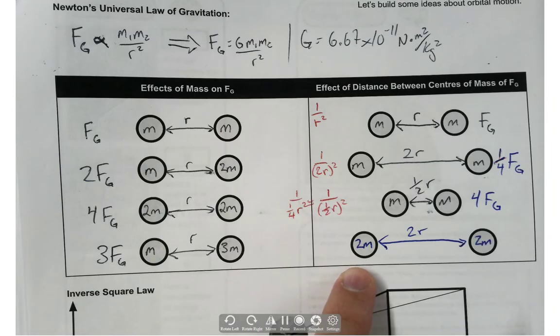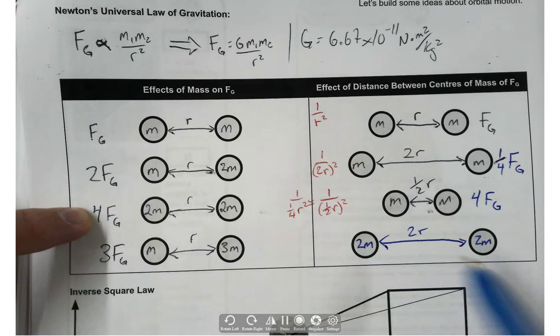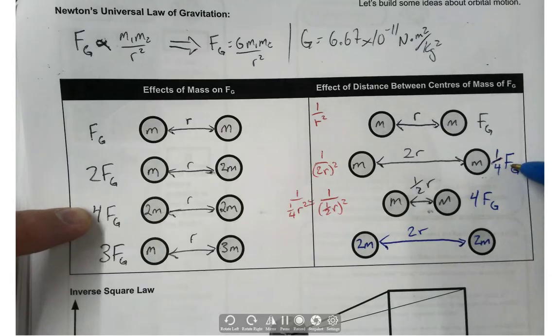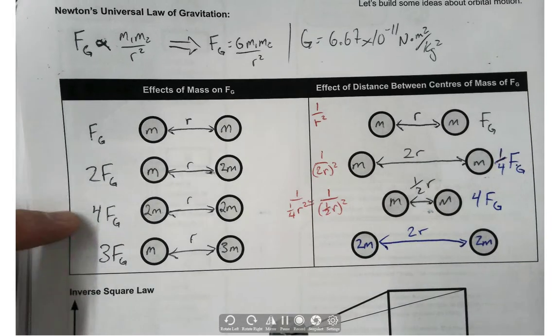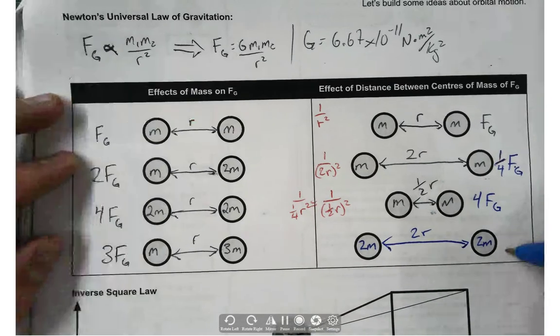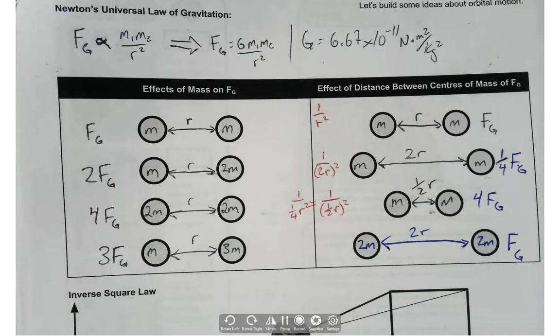Let's think about it. I doubled both of them. That's going to be a quadrupling effect. I made them twice as far apart. That's going to be a 1/4ing effect. What's the net effect? Yeah, 4 times 1/4 is 1, right? Look at that. If I take twice the mass and I separate them by twice the distance, it just comes back to Fg again, okay?